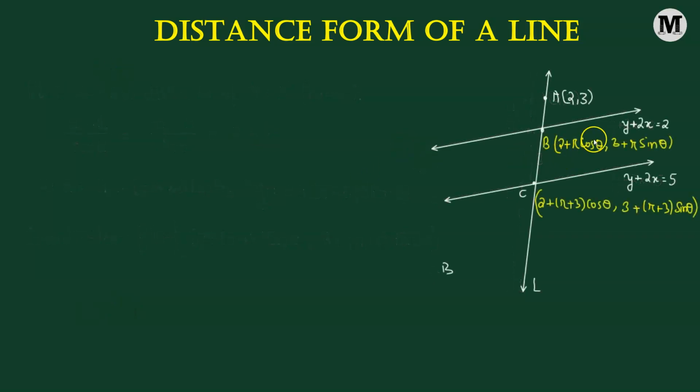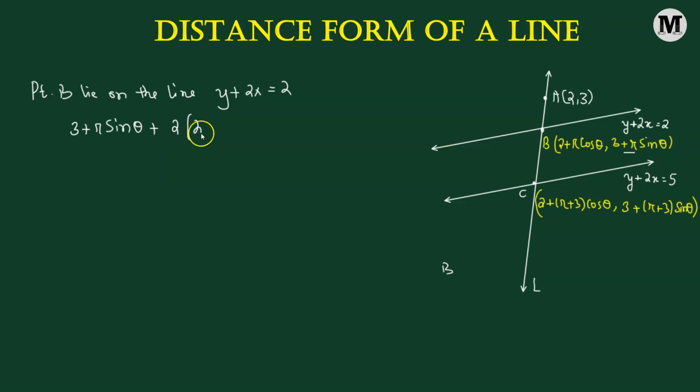Now, as we can observe here, the point B lies on the line y + 2x = 2. So it must satisfy the equation of that line. So in place of y, we replace it with the y-coordinate of point B. That gives us 3 + r sine theta, added to 2x. So in place of x we have 2 + r cosine of the angle theta, and that's going to be equal to 2.